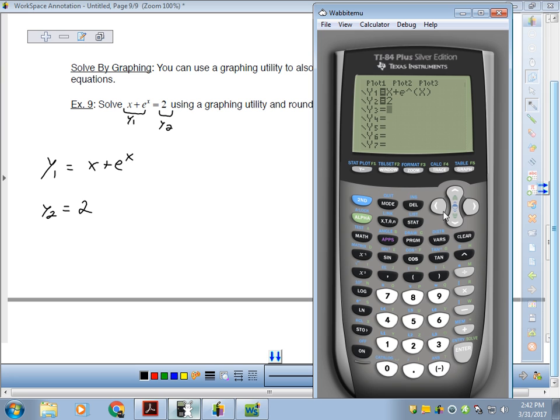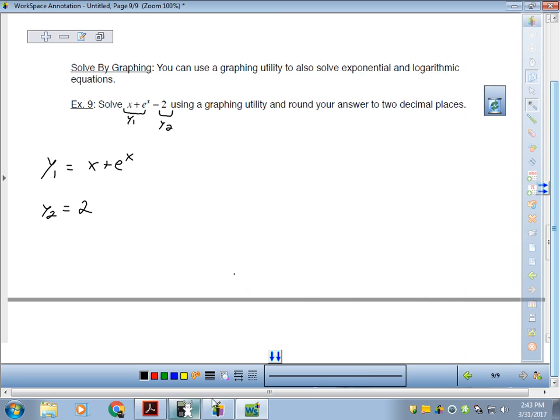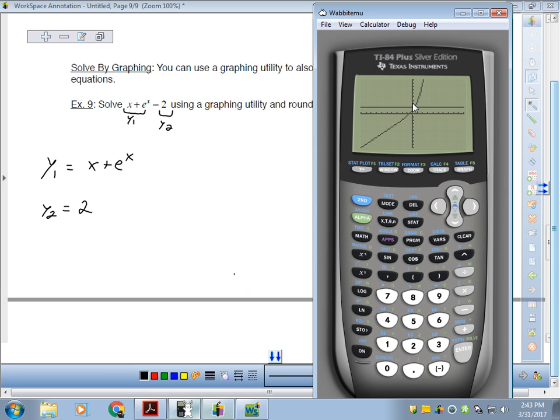Before I hit graph, I am going to hit the zoom button and do zoom standard, which is number 6 here, just so my window is the default one. And so here, that first graph is the e to the x graph. And then the horizontal line that gets drawn across here, that's the line for 2. And you can see there is a spot where they intersect. There is a spot where they are equal. So we want to find that spot.